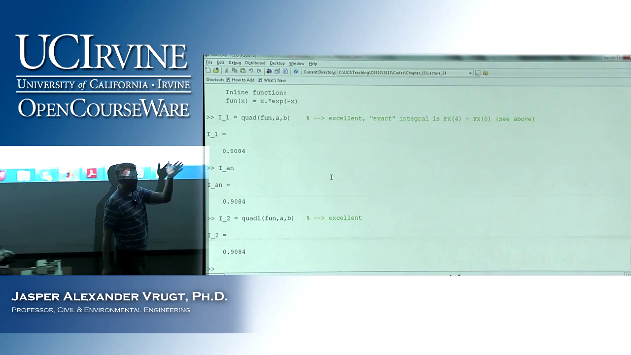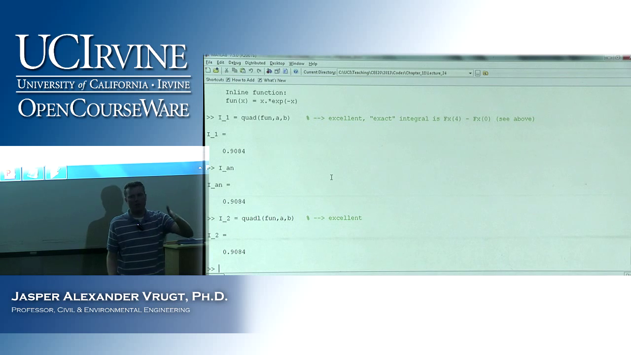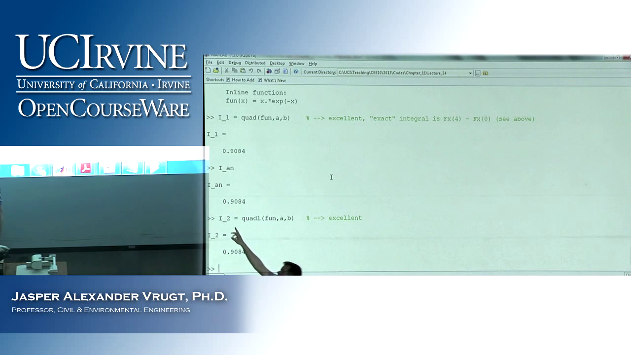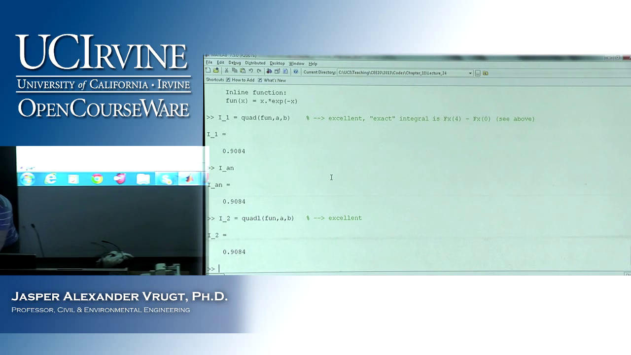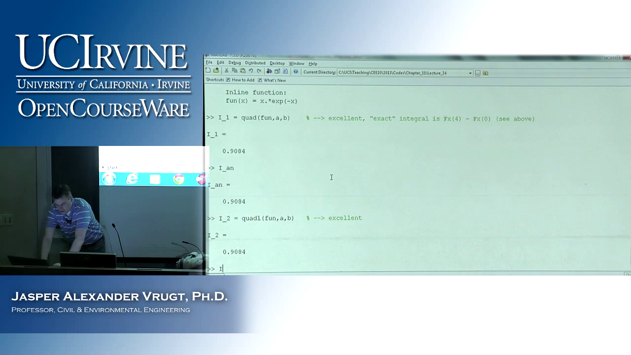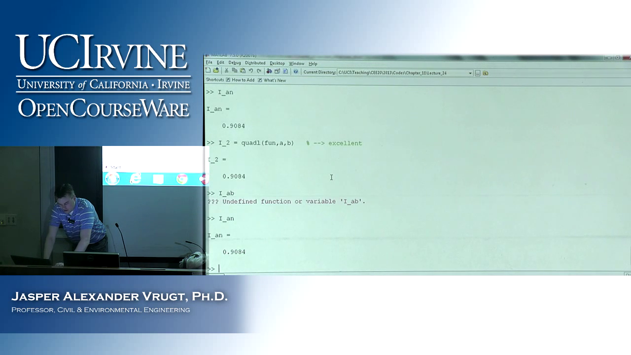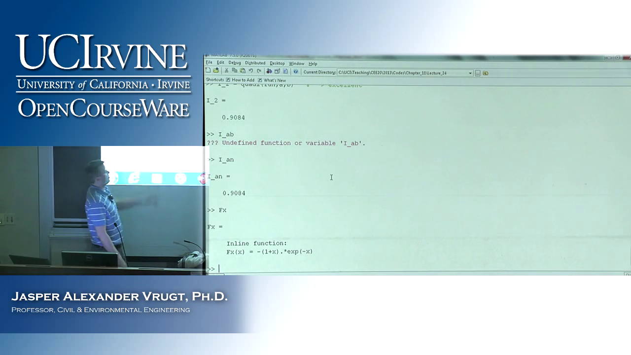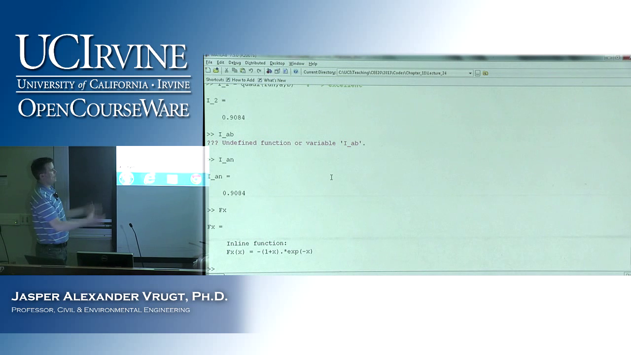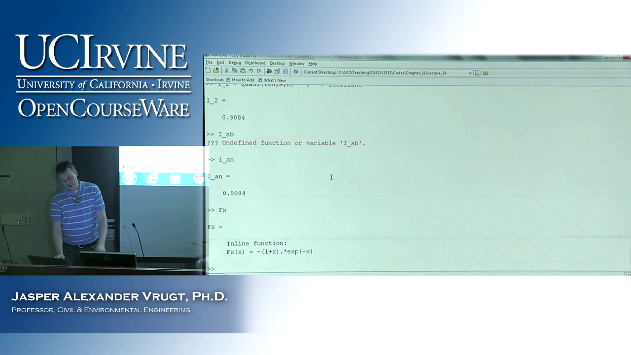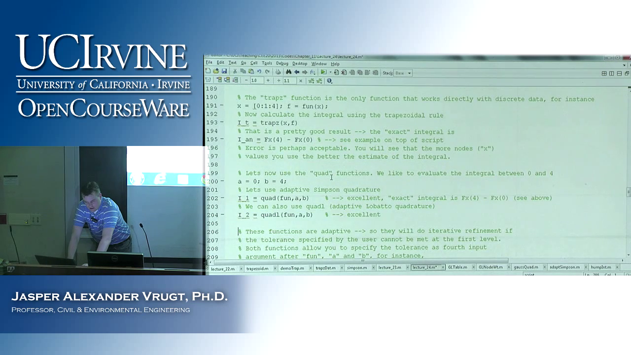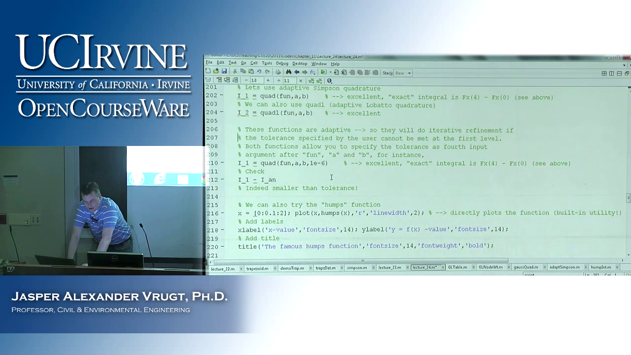And then you just specify, I'd like to integrate this function between the lower bound a and the upper bound b. And that gives you a numerical estimate of the integral. In this case, we know what the true answer is, because we know the antiderivative of x times exponent minus x. So we can directly calculate the integral analytically between 0 and 4. That's how we got to this number, and you see that we get a really good result.